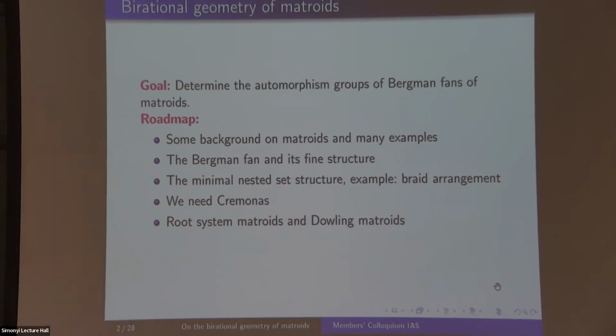And then I will try to explain why it is sometimes necessary to look at other fan structures on this fan. And we will study in detail an example, namely the matroid associated to the braid arrangement, or if you want, to the root system of type A_n, or if you want, to complete graphs. When we analyze the automorphism groups of this Bergman fan, through an identification with the tropical moduli space, we realize that there are more automorphisms than expected. Then I will explain why Kris and I use Cremona automorphisms to explain this phenomenon and how we generalize it also to non-representable matroids. And then I end with some examples. Okay, so that's the roadmap.